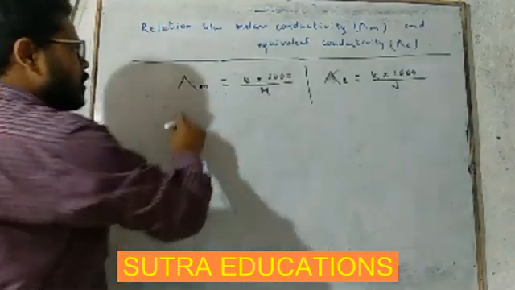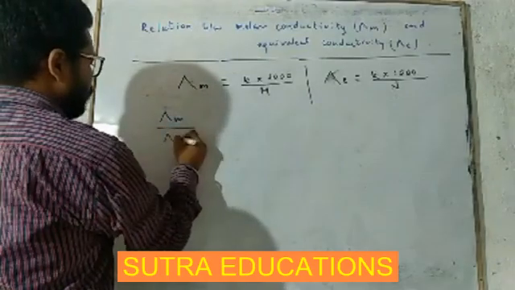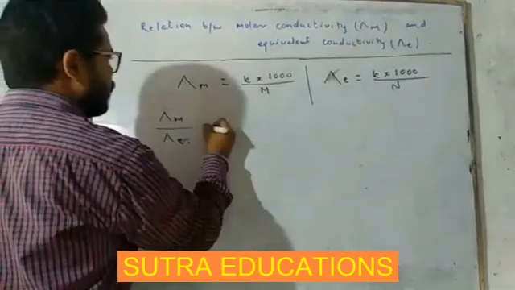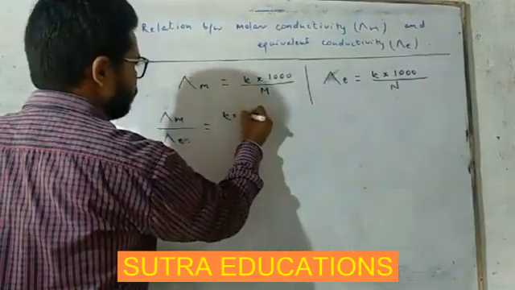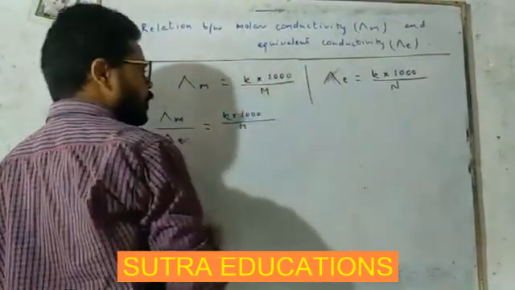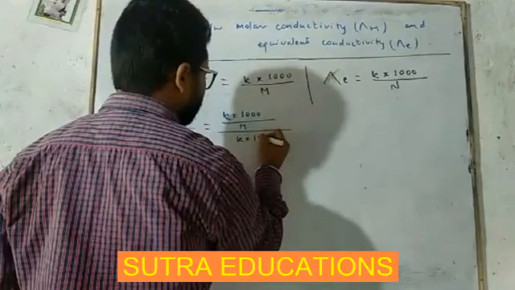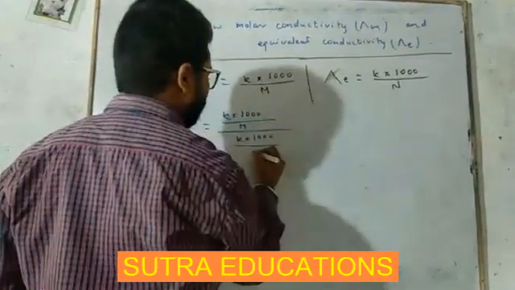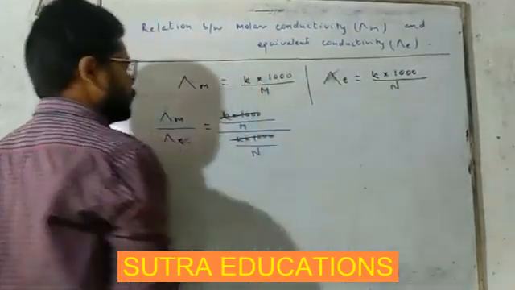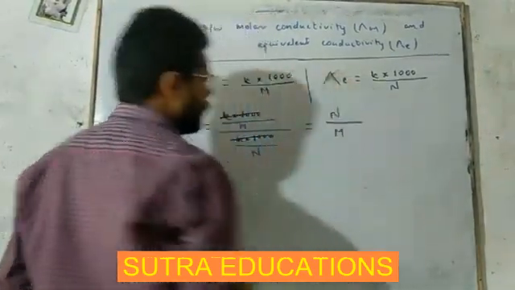So divide molar conductivity by equivalent conductivity. It will be molar conductivity upon equivalent conductivity, and it will give you kappa into 1000 upon molarity, upon kappa into 1000 upon normality. So kappa into 1000 will be cancelled out, and we will be left with normality upon molarity.